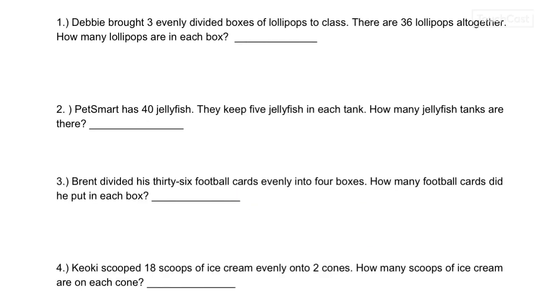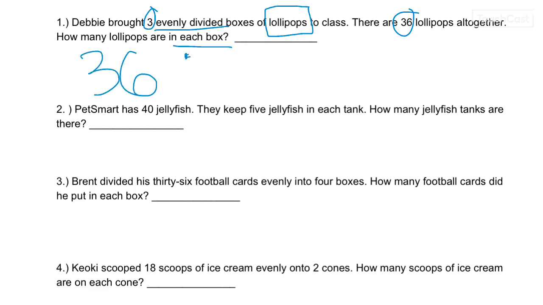Alright, word problems. Debbie brought 3 evenly divided boxes of lollipops to class. How nice of you, Debbie. There are 36 lollipops altogether. How many lollipops are in each box? So we have our total, which is 36. And it says evenly divided, so it even tells us we're dividing. So we're going to roll our 3s till we get to 36. 3, 6, 9, 12, 15, 18, 21, 24. We're all going to college. 27, 30, 33, and 36. Stop. How many fingers? 12.